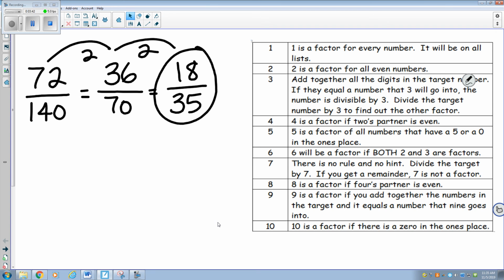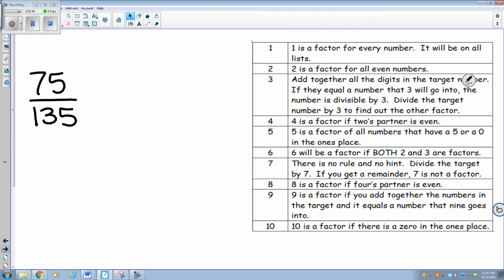Let's take a look at another example. This one is 75 135ths. So if we take a look over here on the right at our chart, we're going to notice that 75 and 135 can both be divided by 5 because 5 is a factor of all numbers that have a 5 or a 0 in the ones place. And notice that both of these have a 5 in the ones place, which means they can be divided by 5. So if we divide 75 by 5, we can do a division problem such as this.